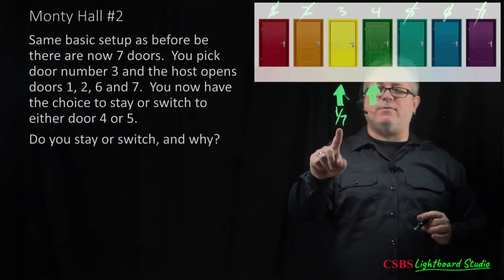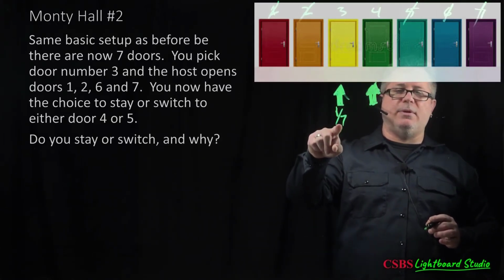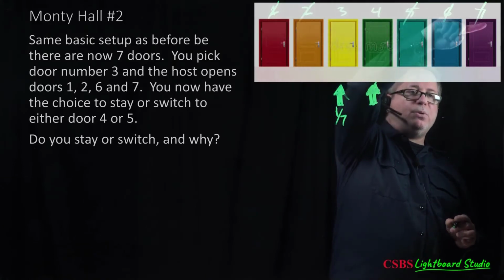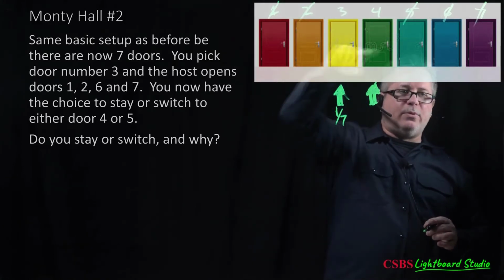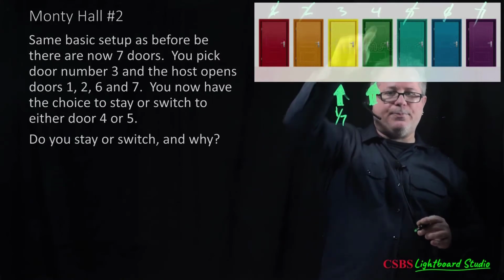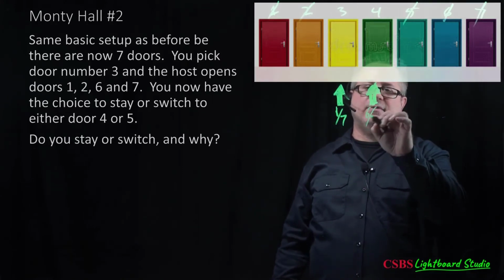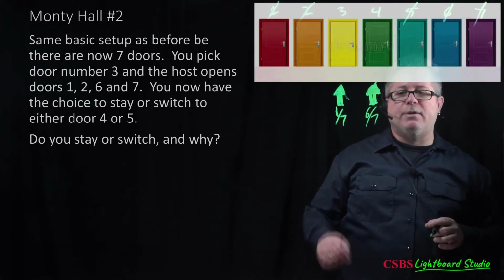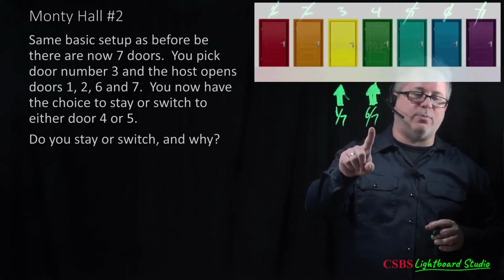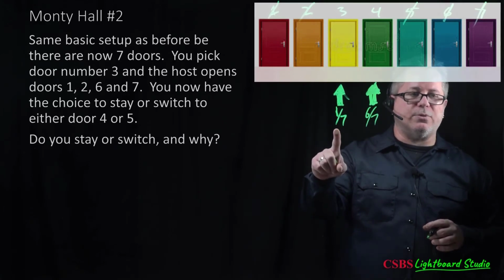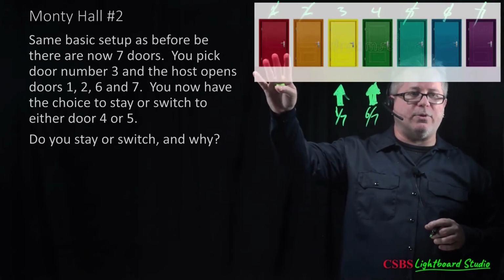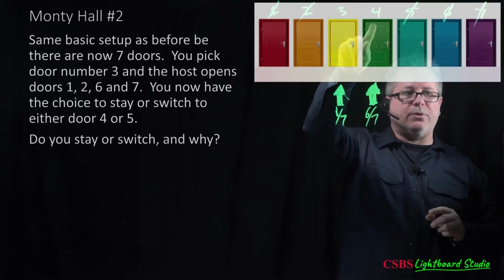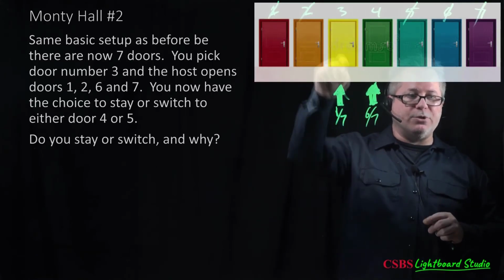Well, if you have a 1/7 chance of being correct the first time, and a 6/7 chance that it was behind one of the other 6 doors, all that other probability gets put behind door number 4. So you end up having a 6/7 chance if you switch. You're 6 times more likely to win if you switch to this remaining door than if you stick to your original door. So all the probability from the doors that got closed is piled behind the one remaining door that you didn't choose.